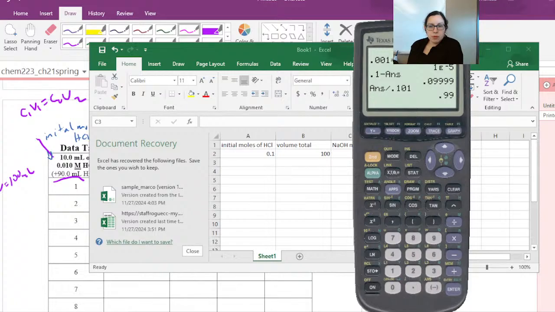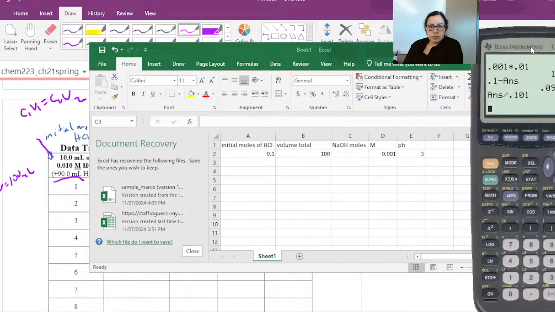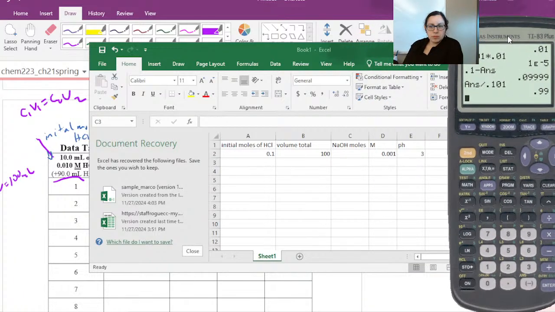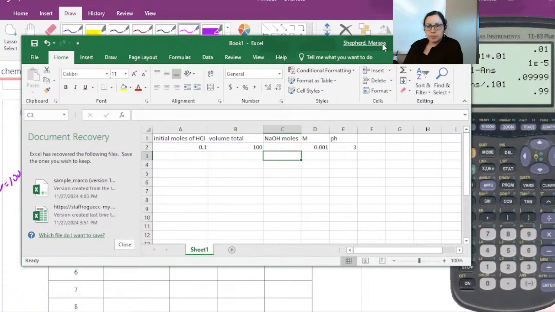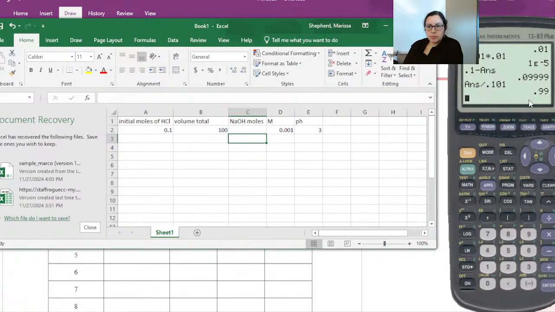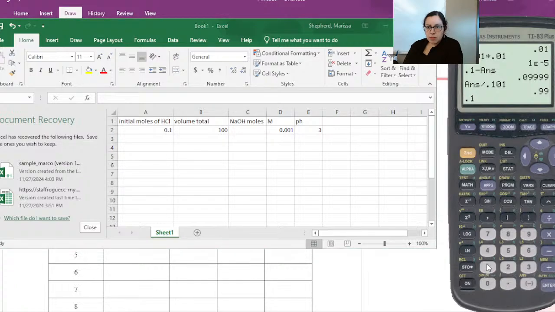I did something wrong there, probably. How did I get that? Sorry, it just seems funny. I'm trying to see what I did wrong. So divided by 0.1.